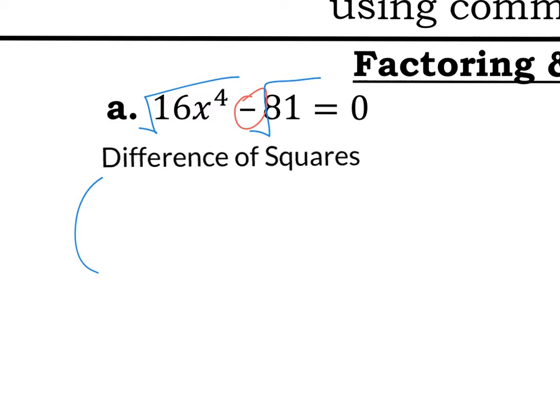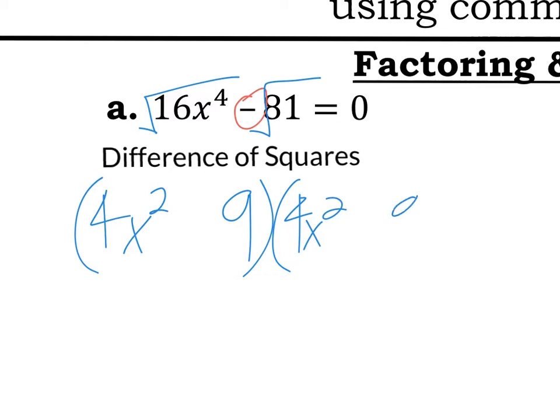The square root of 16 is 4, and the square root of x to the fourth is x squared. Just for future reference, anytime you're taking the square root of an exponent, you just cut it in half. So if I said, what's the square root of x to the 50th power? You would answer x to the 25th, because 25 is half of 50. So yeah, I get 4x squared, and the square root of 81 is 9. So what you do is you write it twice, 4x squared and then 9. And then what you put in the middle is a plus and a minus sign.